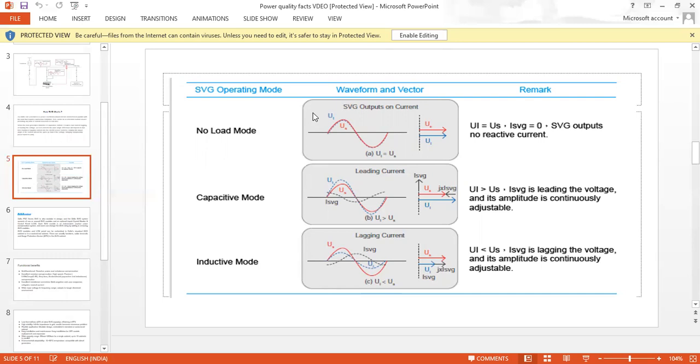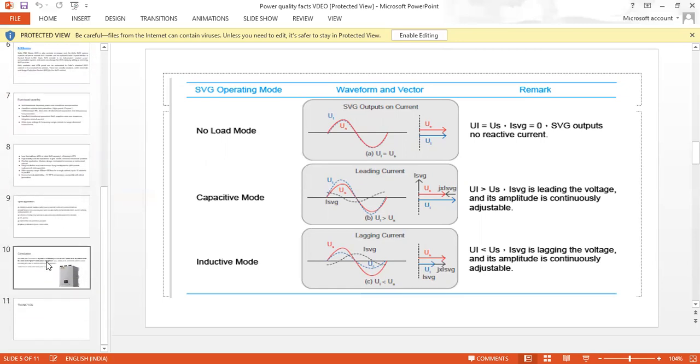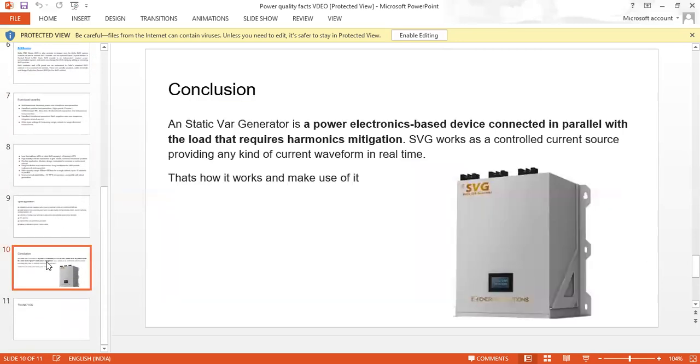And that's how the capacitive mode is stated and classified with respect to the no load mode, providing any kind of current form in real time with the static var generator in parallel with the load. Thank you.